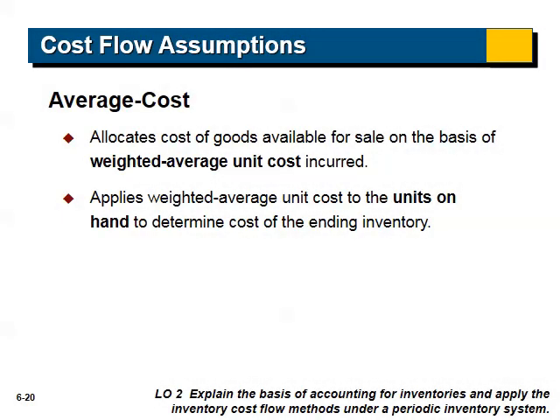And the third method is called the average cost method, and it allocates the cost of goods available for sale on a weighted average unit cost. So we're not assuming the first ones are sold, we're not assuming the last ones are sold first. We just assume that an average one is still on hand. So we're just going to come up with the average and assume that's what's in ending inventory and cost of goods sold.